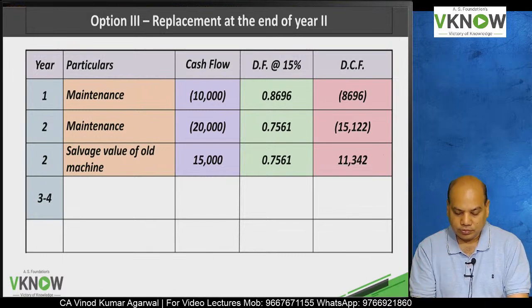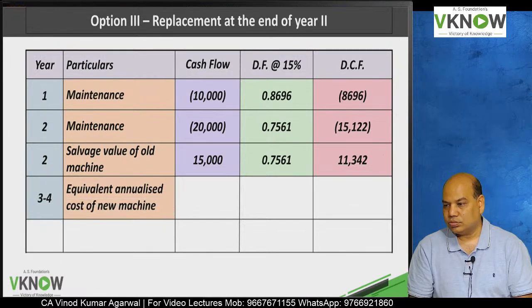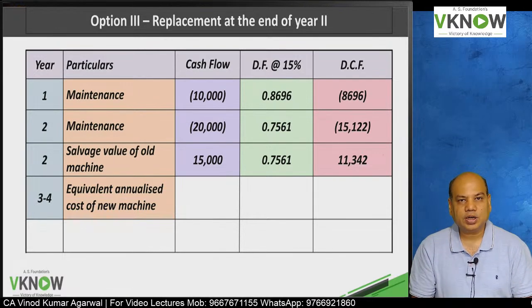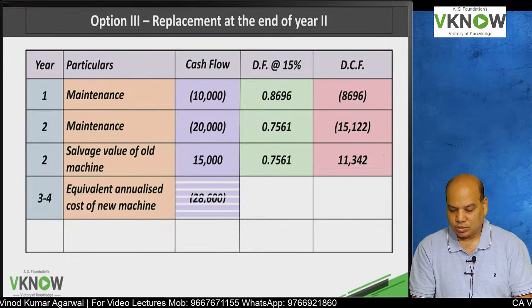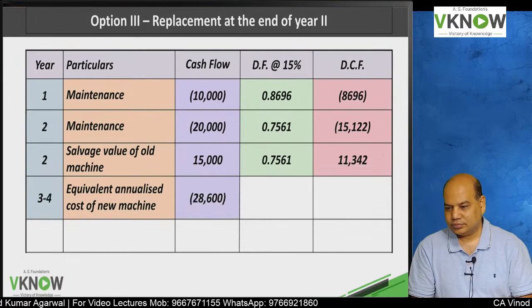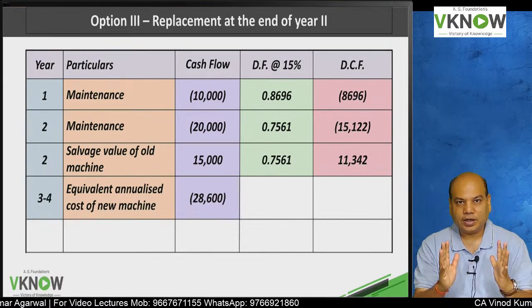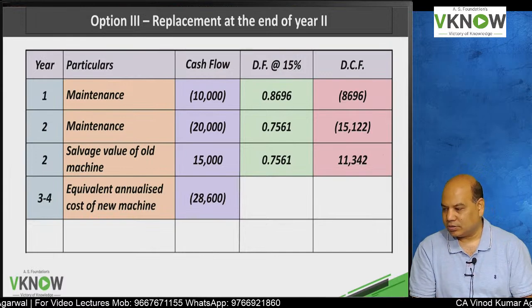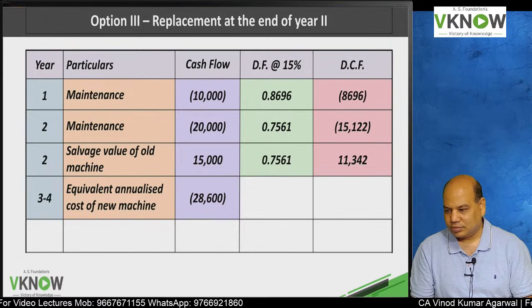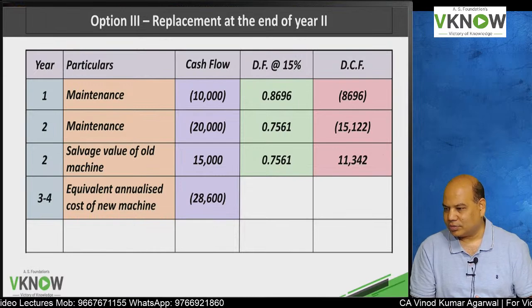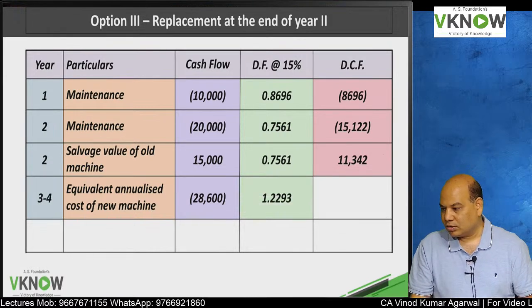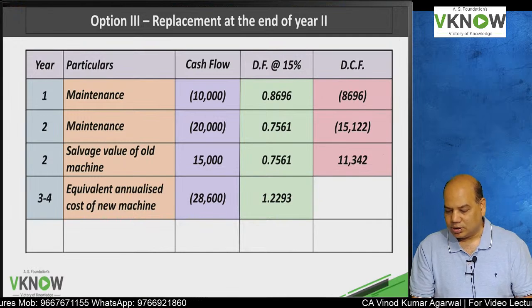And then years 3 and 4, we are going to use the new machine whose annual cost per annum is 28,600. Take the factor of 3 and 4 together. How much is that? Anybody? Add the factor of the 3rd and 4th year. 1.2293. Multiply.